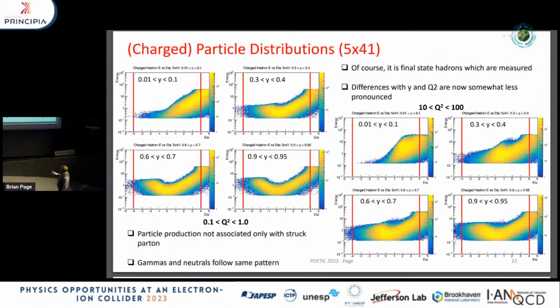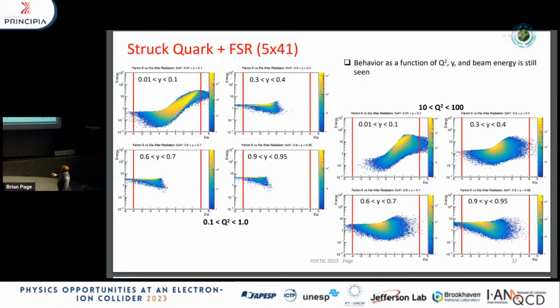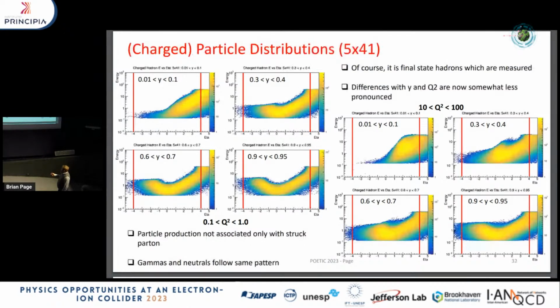And then once we move on to, now this is a plot showing the distribution of charged particles within the detector. Here I show charged particles, but things like neutrons and gammas follow roughly the same pattern. And so now we see that the features that were evident at the partonic level are kind of spread out. Generally you do see particles that are associated, of course, with the struck quark, but now you also see a host of other particles kind of filling the kinematic phase space.